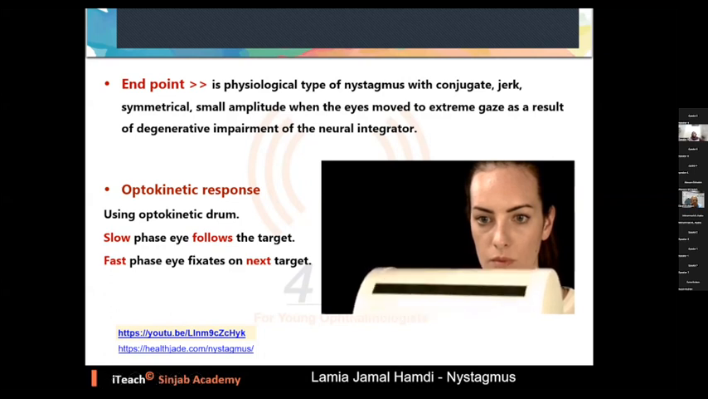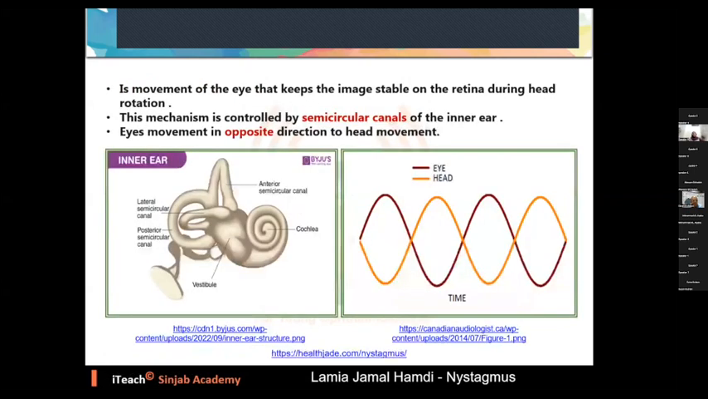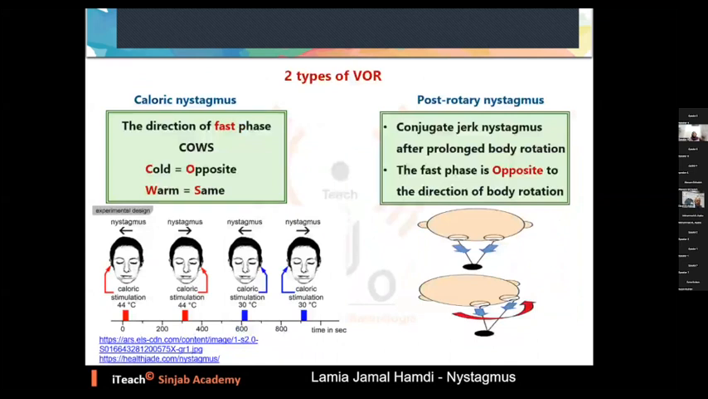The vestibulo-ocular reflex is the movement of the eye that keeps the image stable on the retina during head rotation. This is controlled by the three semicircular canals of the inner ear, either lateral, anterior, or posterior semicircular canals. So at the end, the eye movement will be opposite in the direction of the head movement. Two types of the vestibulo-ocular reflex, either caloric or postrotary nystagmus.